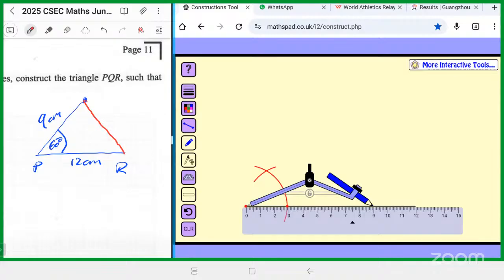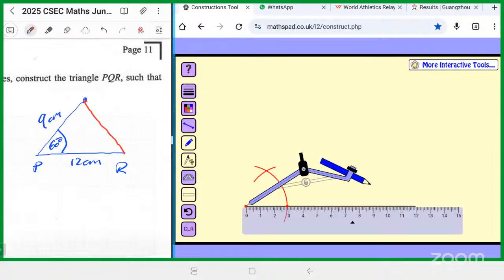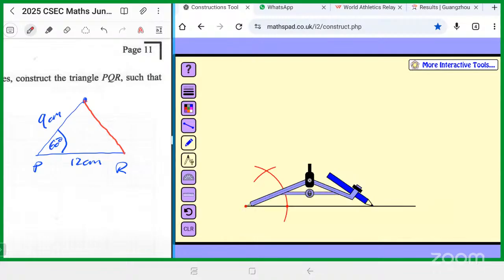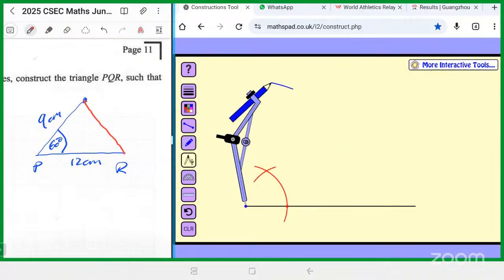All right, let's move the ruler. And then from here, I'm going to make an arc. Oh, I did not lock it. I did not lock the compass. 9 centimeters, lock it. Move the ruler. I'm going to make an arc up here, because I need my PQ. My PQ is going to be on this arc.